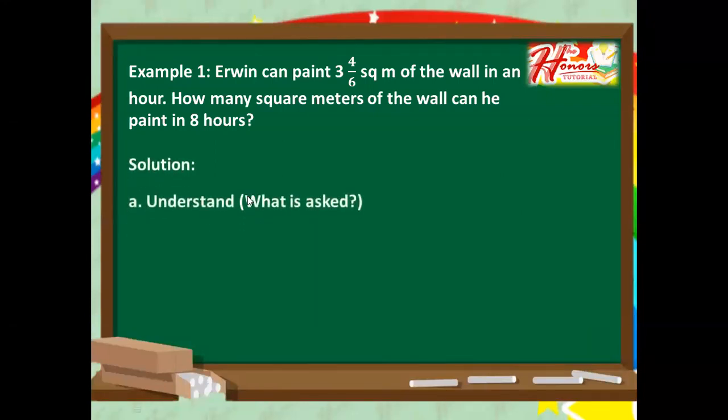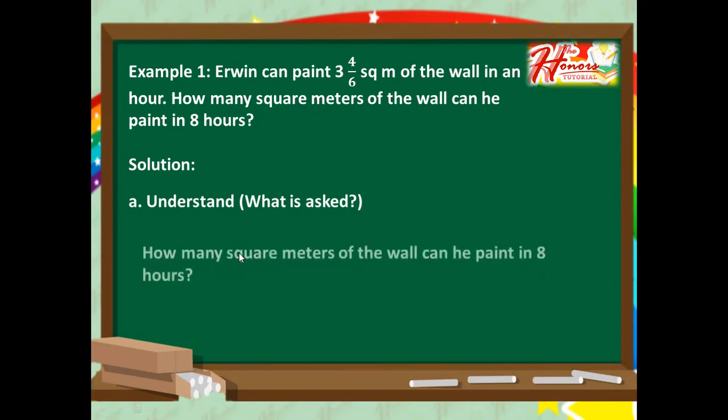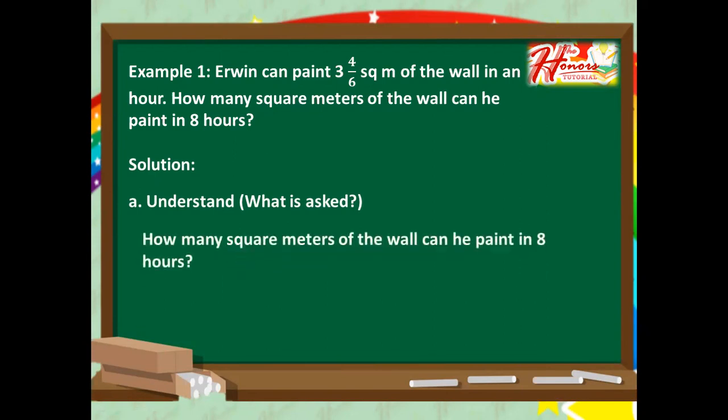For letter A, we have here understand. Understand meaning what is asked. So, how can we identify what is asked? Normally, it is the question in the problem. It is written near the end or at the end of the sentence or the paragraph that we have. So, therefore, we can conclude that it is how many square meters of the wall can he paint in 8 hours. So that is the problem or the question here in our problem.